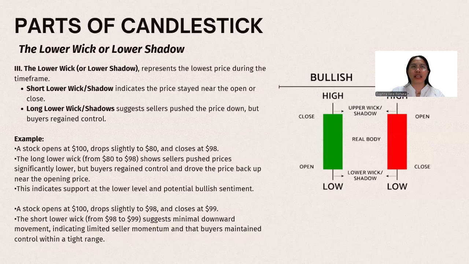Another part is the lower wick or lower shadow, which represents the lowest price an asset reached during the time frame. Now, a long lower wick suggests a bullish sentiment. Meanwhile, the short lower wick suggests limited seller momentum. By analyzing the length of the lower wick, we gain valuable insights into market sentiment, support levels, and potential reversals.